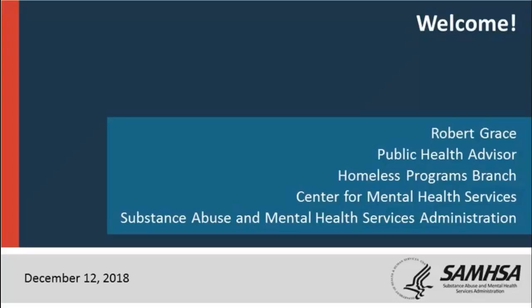SOAR helps states and communities increase access to Social Security disability benefits for eligible adults who are experiencing or at risk of homelessness and have a serious mental illness, medical impairment, and/or co-occurring substance use disorder. Today's webinar will focus on the opioid crisis in the United States in the context of people with disabilities who are experiencing or at risk of homelessness. We know that the opioid crisis has significantly impacted this vulnerable population.